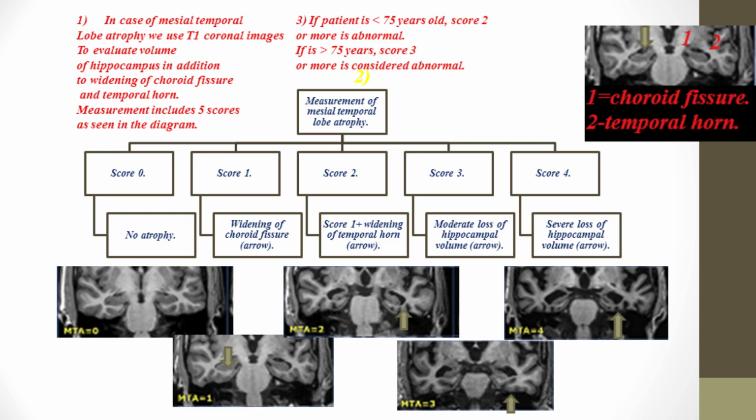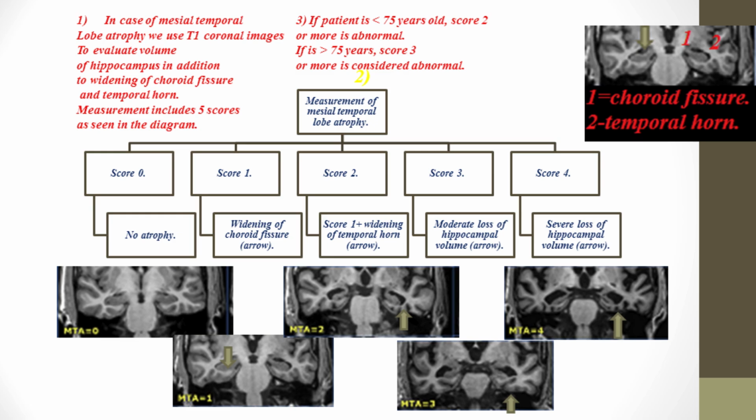In case of mesial temporal lobe atrophy, we use a T1 coronal image to evaluate the volume of the hippocampus in addition to widening of the choroid fissure and temporal horn. Measurements include 5 scores as seen in the diagram. Score 0 equals no atrophy. Score 1 equals widening of the choroid fissure. Score 2, score 1 plus widening of the temporal horn. Score 3, moderate loss of hippocampal volume. Score 4, severe loss of hippocampal volume.